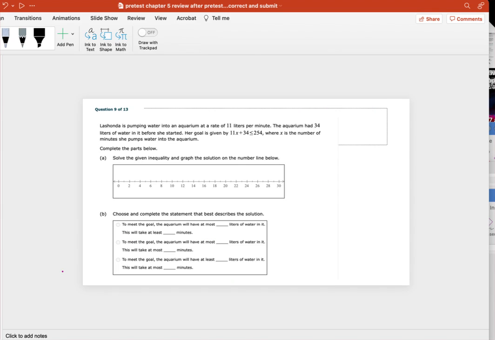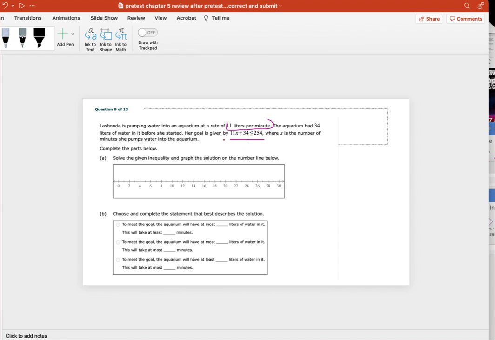Now, LaShonda is pumping water into an aquarium at a rate of 11 liters per minute. Okay, so she's pumping water into the aquarium. The aquarium has 34 liters of water in it before she started. Her goal is given by 11x plus 34 is less than or equal to 254, where x is the number of minutes she pumped water into the aquarium. Complete the parts below. Solve the inequality. They gave you the inequality. We don't have to come up with that. They gave it to you. And graph the solution on the number line below.